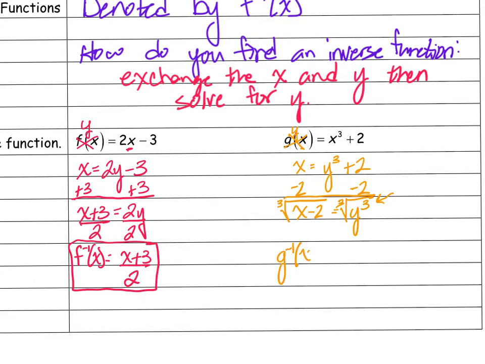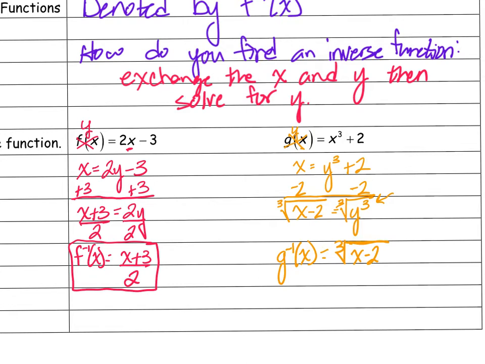Now that I have y by itself, I can write that back as the inverse. And what does that equal? Well, that equals the cube root of x minus 2. And I do want to say make sure that the 2 is underneath my cube root, because that is one whole thing. So it's x minus 2.